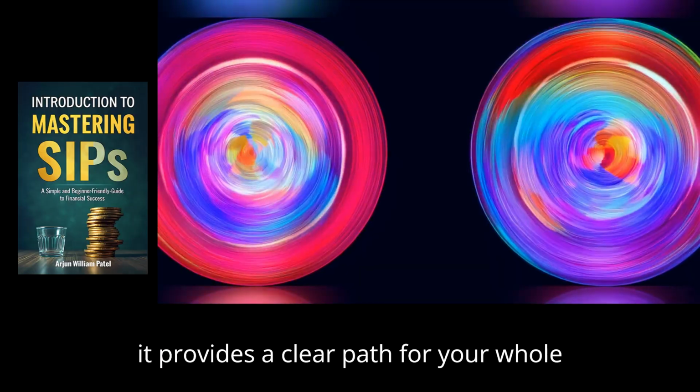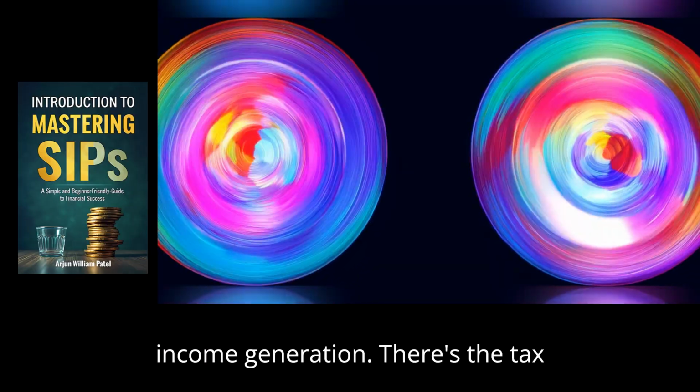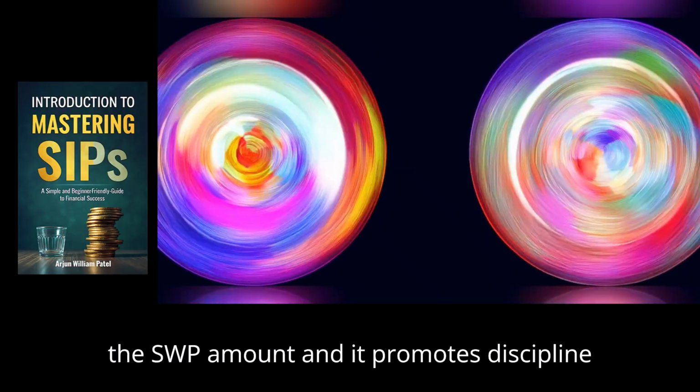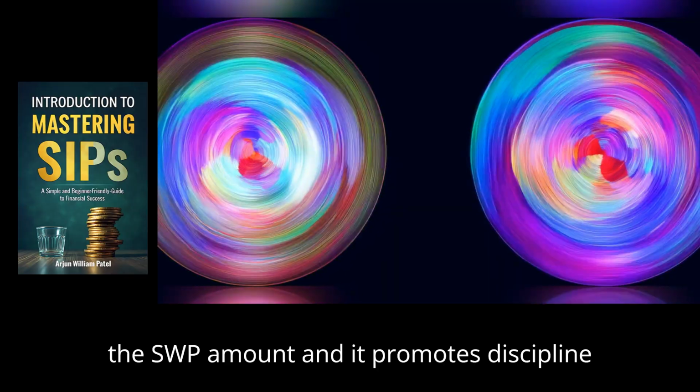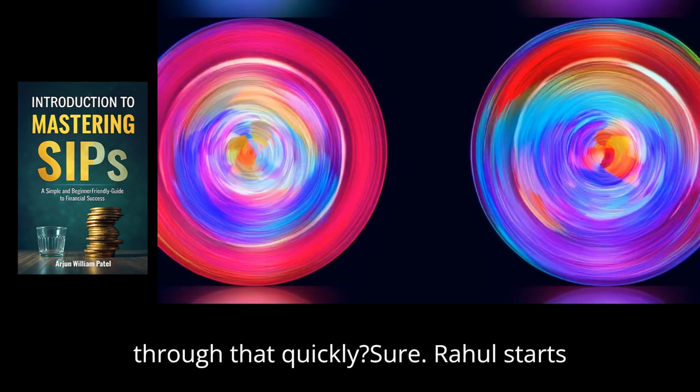Well, it provides a clear path for your whole financial life cycle: accumulation, then income generation. There's the tax efficiency we just talked about. It offers flexibility. You can often adjust the SWP amount, and it promotes discipline throughout. The book uses an example, Rahul's retirement plan. Can you walk us through that quickly? Sure.